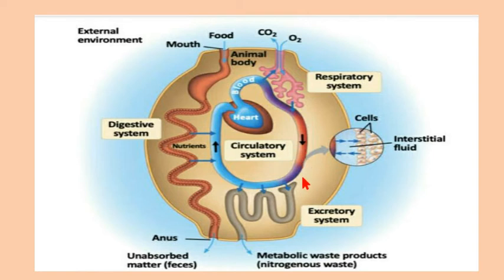Here you can see that some of the plasma leaks out of the capillaries. It provides oxygen and nutrients to the body cells and removes carbon dioxide and urea from the body cells. This carbon dioxide and urea go into the excretory system like kidneys and lungs. So from the kidneys, urea is excreted outside the body.